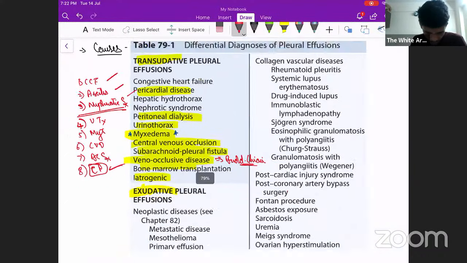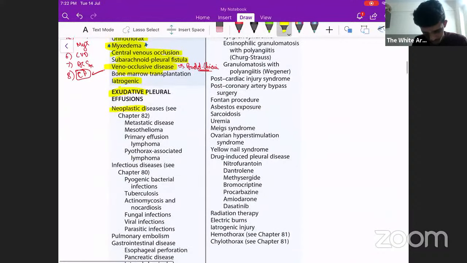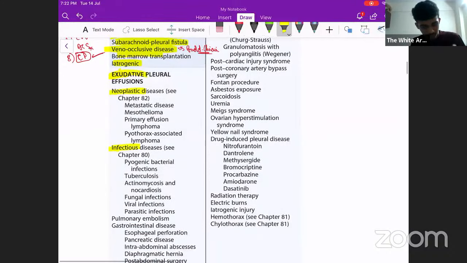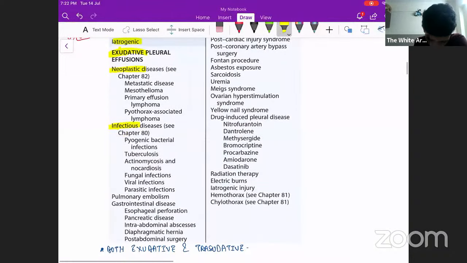Exudative, there are n number of causes. So one will be neoplastic disease. Next can be because of infection, because of pneumonia, or because of TB. Those two being the most common, or any fungal, parasitic, viral, all those infections as well can cause effusion. Next, pulmonary embolism. Next one is GI disease like esophageal rupture, so perforation of the esophagus, or any intra-abdominal abscess, pancreatic disease, all those things.